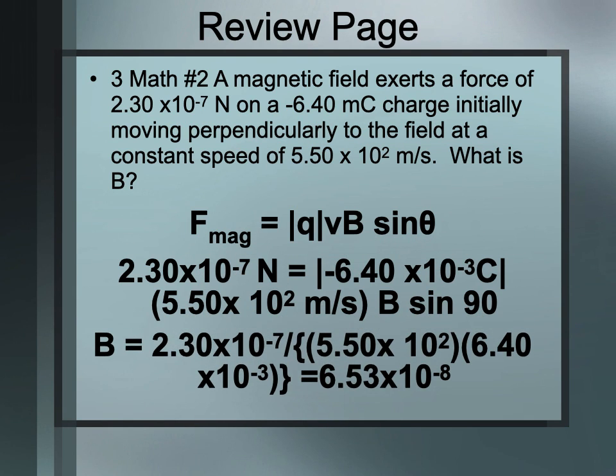And we're going to do some algebra and rearrange it. That looks really confusing, but if you stop and think it through, it is just rearranged. And we get a magnetic field of 6.53 times 10 to the negative 8th, and that would be in Teslas. So 2.30 times 10 to the negative 7th divided by the other two numbers. Again, the algebra is fairly straightforward. Y'all are smart.